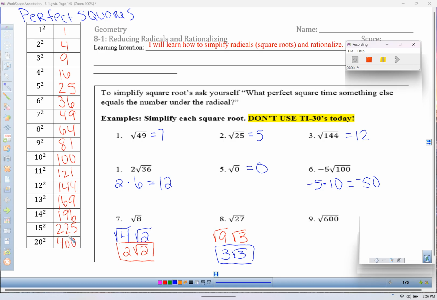Looking at my chart, I'm looking at these numbers. These do not go into 600 until I get to here. 100 goes into it, and 100 goes into it 6 times. Okay, and now I need to check and see, can I simplify these down any further? The square root of 100 is 10, and the square root of 6 cannot be simplified any further, so this is my answer.